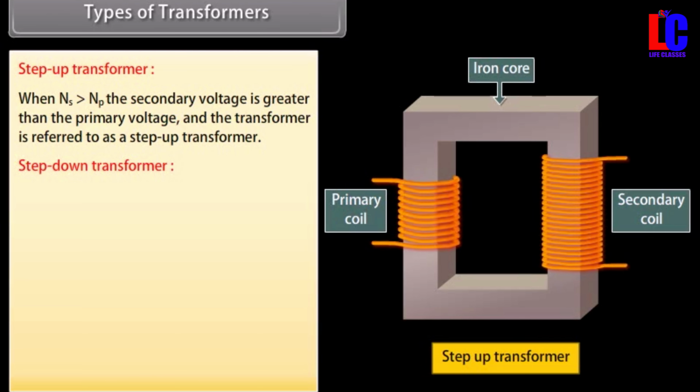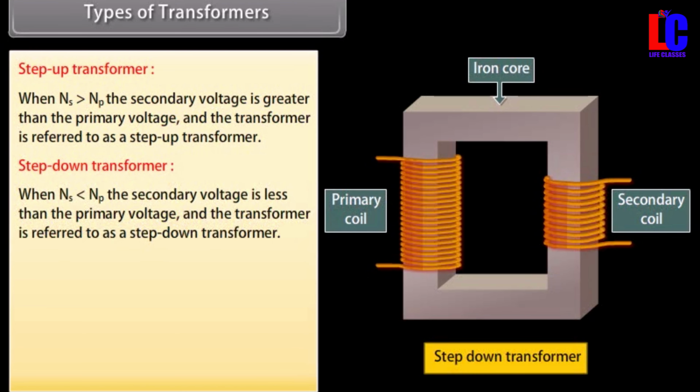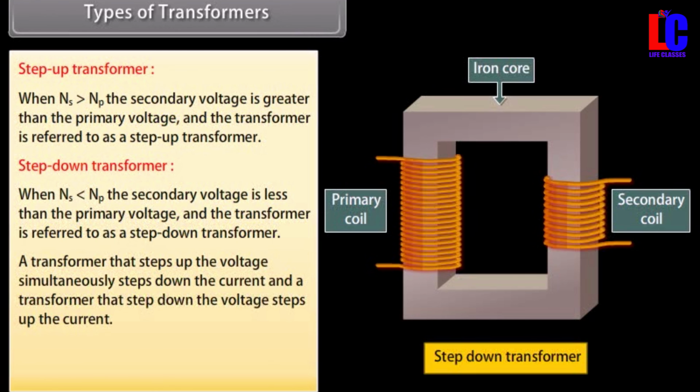Step-down transformer. When the secondary voltage is less than the primary voltage, the transformer is referred to as a step-down transformer. A transformer that steps up the voltage simultaneously steps down the current, and a transformer that steps down the voltage steps up the current. Is by Ip is equal to Vp by Vs is equal to Np by Ns.